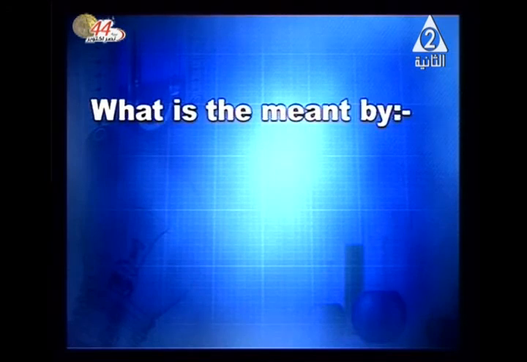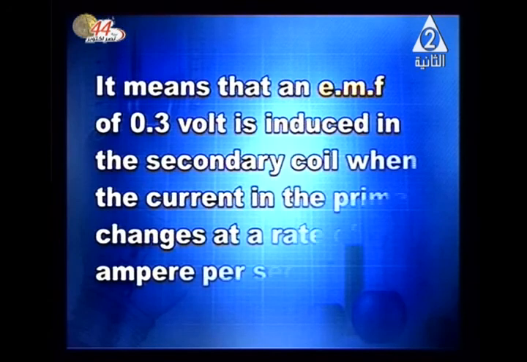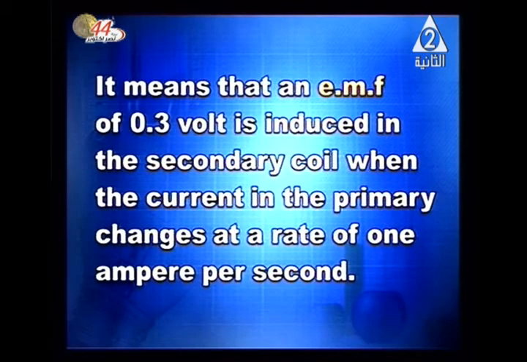And now we've got a question. What's meant by the mutual inductance of two coils is 0.3 Henry? It means that an EMF of 0.3 volt is induced in the secondary coil when the current in the primary changes at a rate of 1 ampere per second.